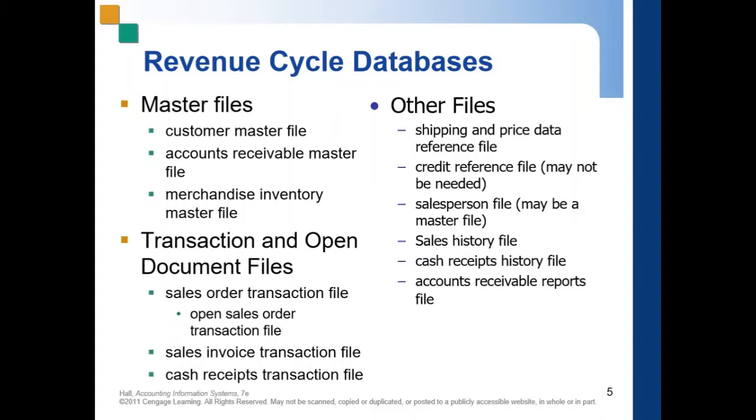And then we also have the following files involved. We have the shipping and price data reference file, the credit reference file, which may not always be needed, and the salesperson file, which may be a master file. It depends on the kind of industry of the business. If it relies heavily on salespersons, or there is a commission basis for their sales, the salesperson file can be a master file. We also have the sales history file, cash receipts history file, and the accounts receivable reports file.